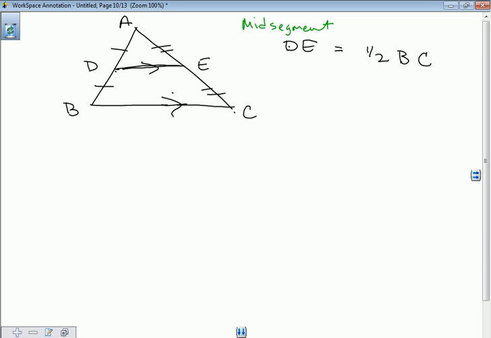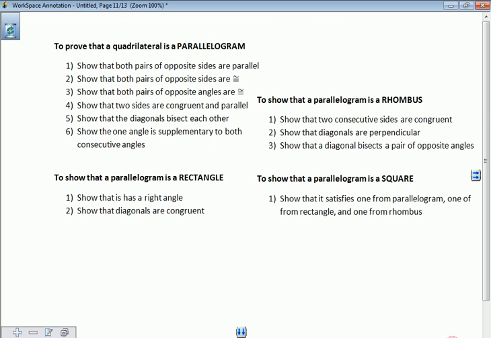Alright, looks like we only have 3 more slides. Woohoo! Oh, this is a biggie.